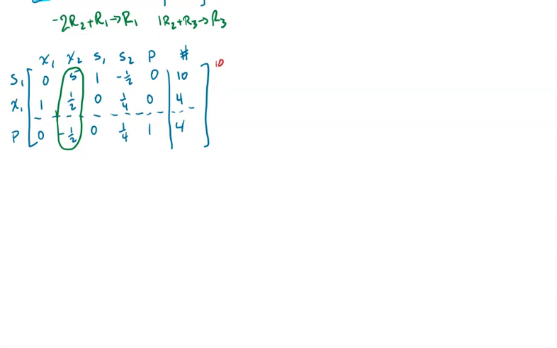If we divide 10 by 5, we get 2. Divide 4 by 1/2, that's 8. And so here is our row, which means the 5 is going to be our pivot. So first thing is, like before, we need to turn that 5 into a 1. How do we do that? We divide it by 5. So we're going to take row 1, we're going to divide it by 5.